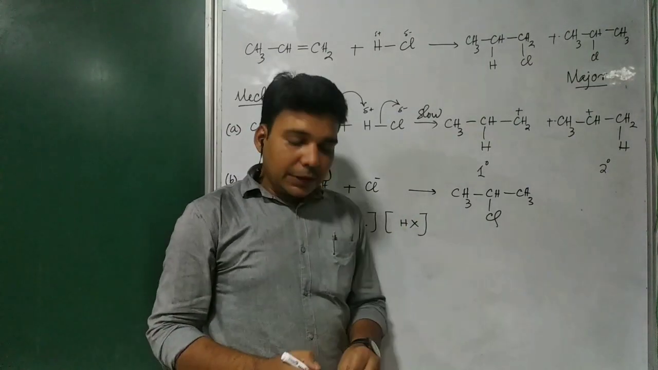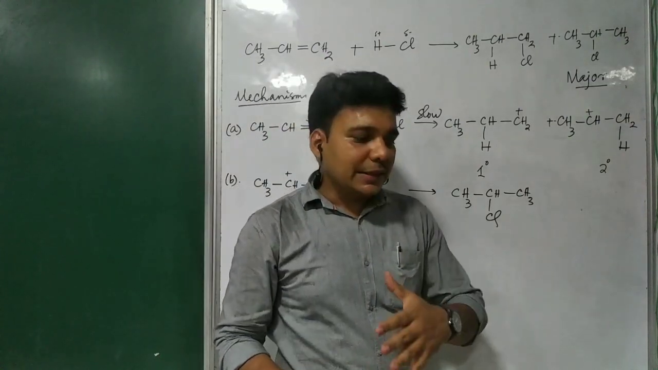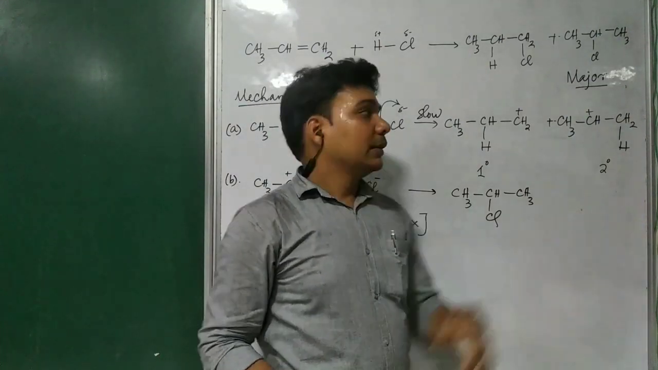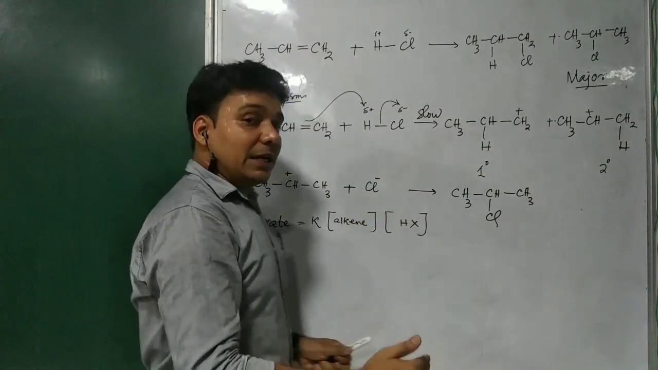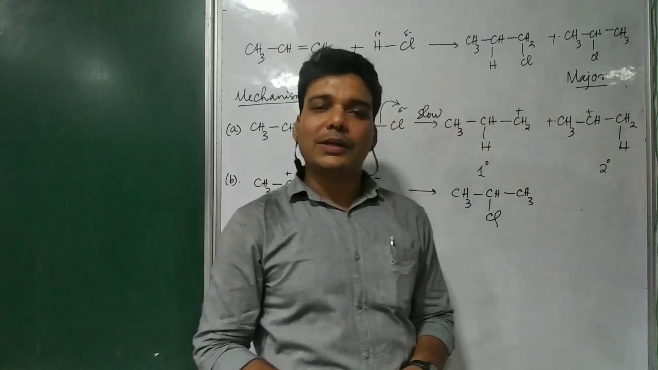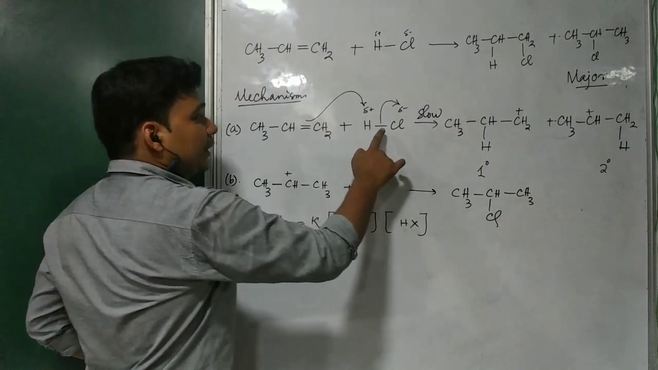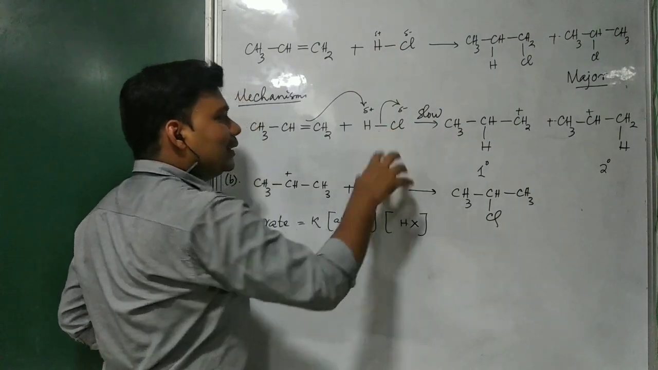Okay. If we compare the relative reactivity of various halogen acids, HCl, HBr, HI, towards a given alkene, then what would be the order? In the first step, this bond is getting broken.